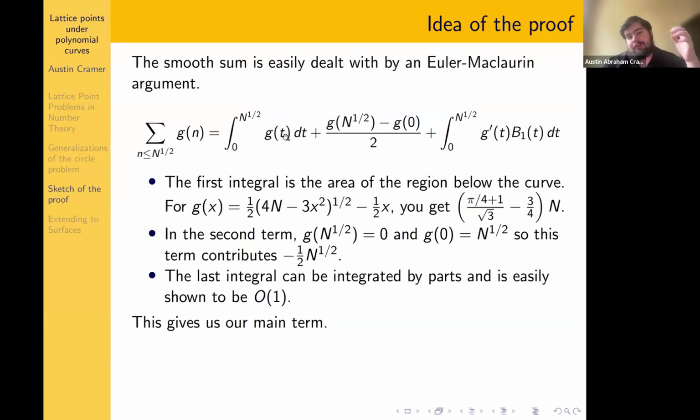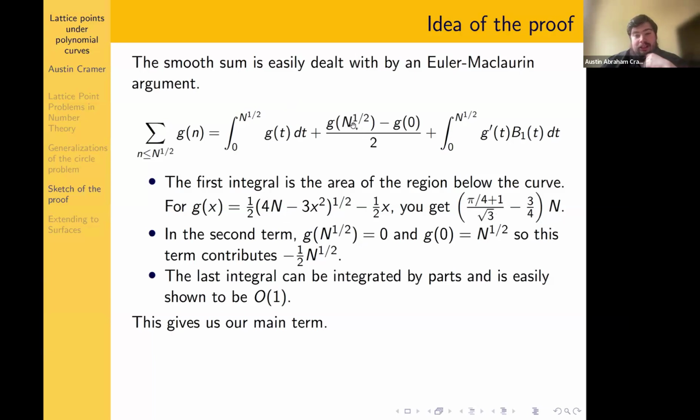Again, remember that g was just the height of our level curve at each point. And so when we integrate that, we get our total area. And so for a function like 4n minus 3x squared to the 1/2 minus a half x, that's not too hard of an integral to calculate. You could even give that to a Calc 2 student as a trig sub on their homework, and you get a constant like this, pi fourths plus 1 over 3 minus 3/4. So that's where that comes from, and that's the source of our main term.